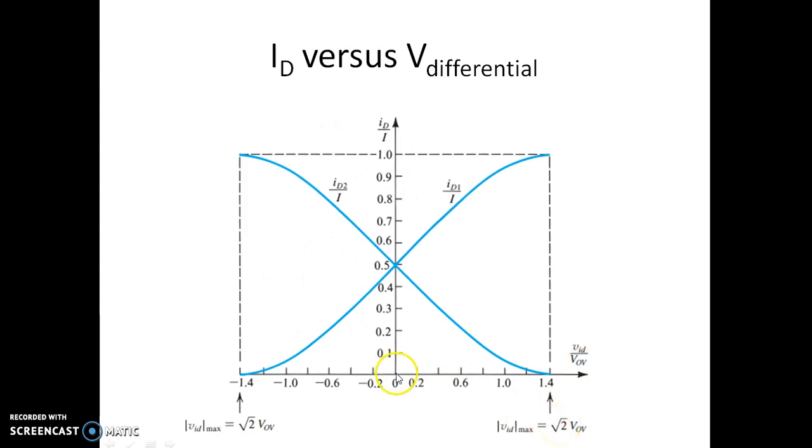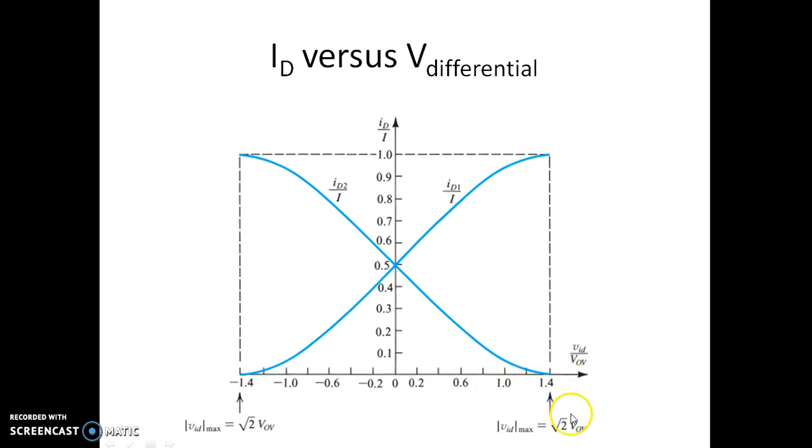Similarly, as you reduce the input voltage in the negative direction, the current of MOSFET M1 will go on reducing and become 0, whereas the current of M2 goes on increasing until it becomes equal to I. That will happen when it is minus root 2 times VOV. This is minus 1.4. Here it is plus 1.4.